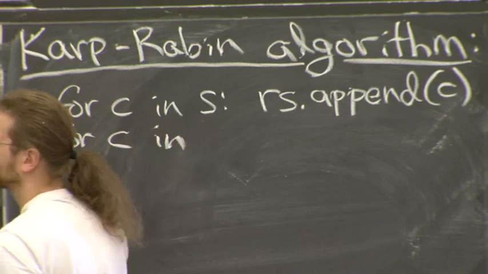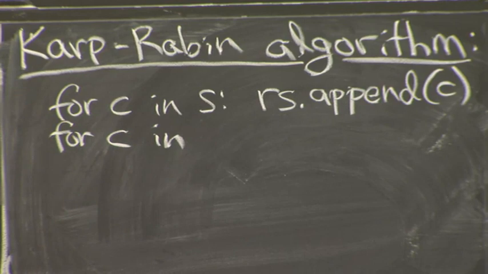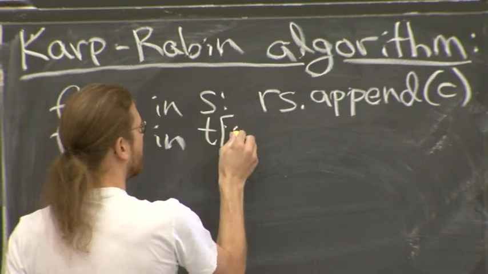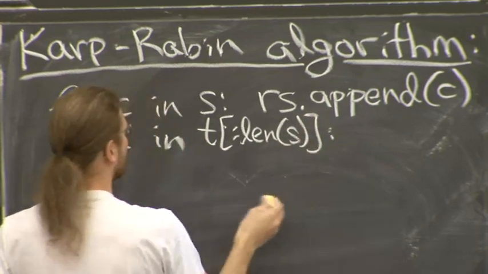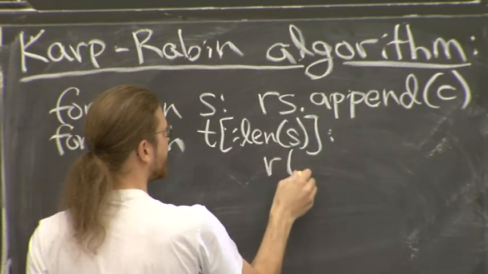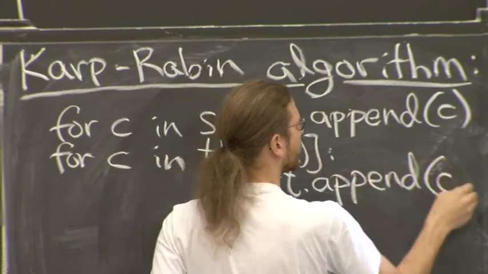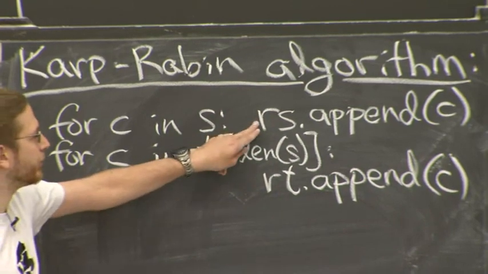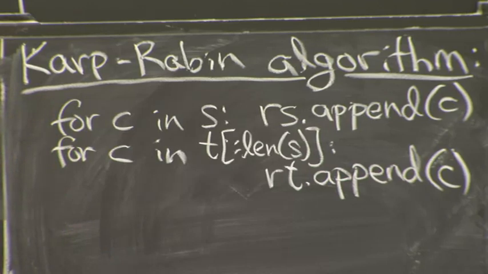Now I'd like to get started and compute the hash function of the first s characters of t. So this would be t up to length of s. And I'm going to call this thing rt. That's my rolling hash for t. And append those characters. So now rs is a rolling hash of s. Rt is a rolling hash of the first s characters in t.